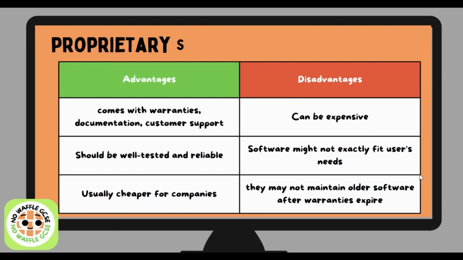Now, looking at proprietary software, advantages are that it comes with warranties, documentation, customer support. There is some sense of security in there. It should be well tested and reliable, and it is usually cheaper from the company's perspective. But disadvantages include that it can be expensive, the software might not exactly fit the user's needs, and they may not maintain older software after the warranties expire.